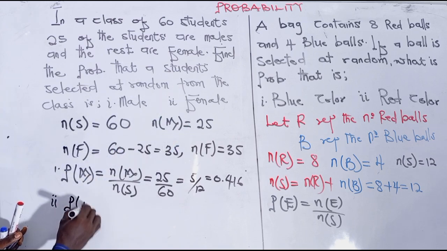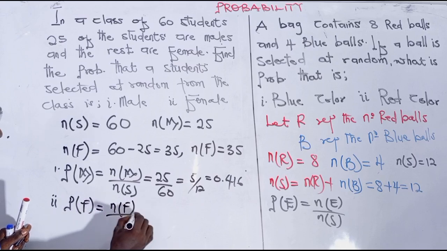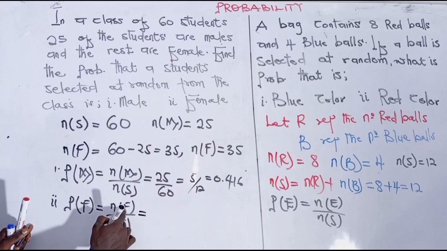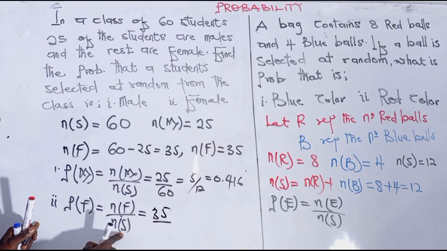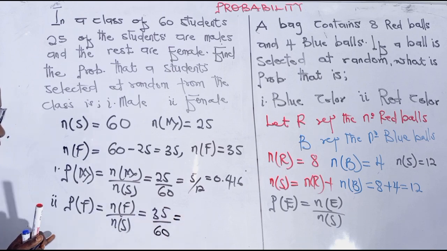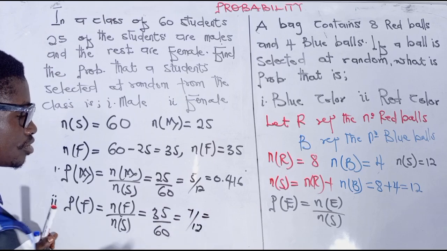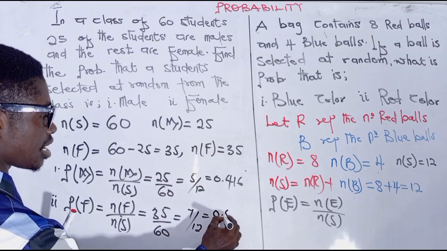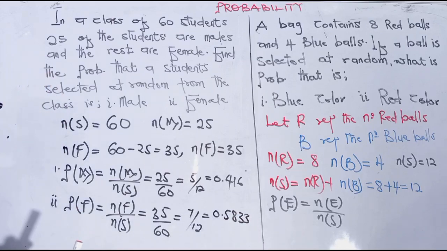Let's look at the probability of picking a female student from the class. The probability of picking a female student is the number of female students in the class all over the number of students in the class. Number of females in the class, we have 35. Number of students in the class, we have 60. When you simplify, you get 7 over 12. You can convert it to decimal to have 0.5833, as easy as that.